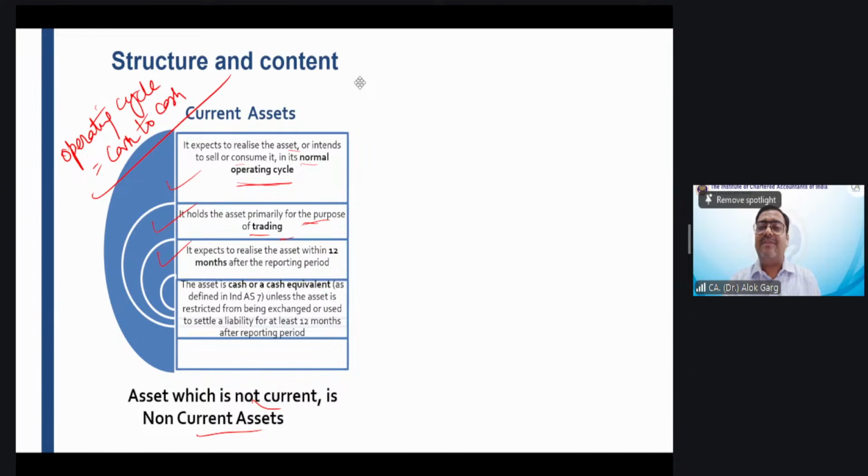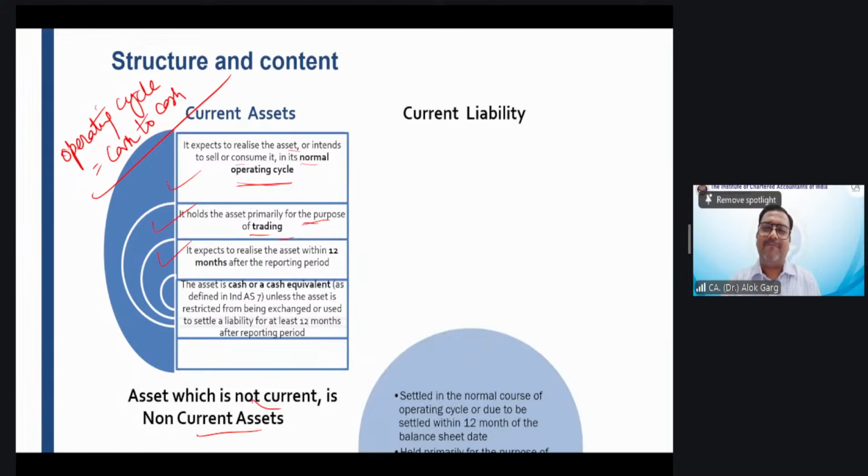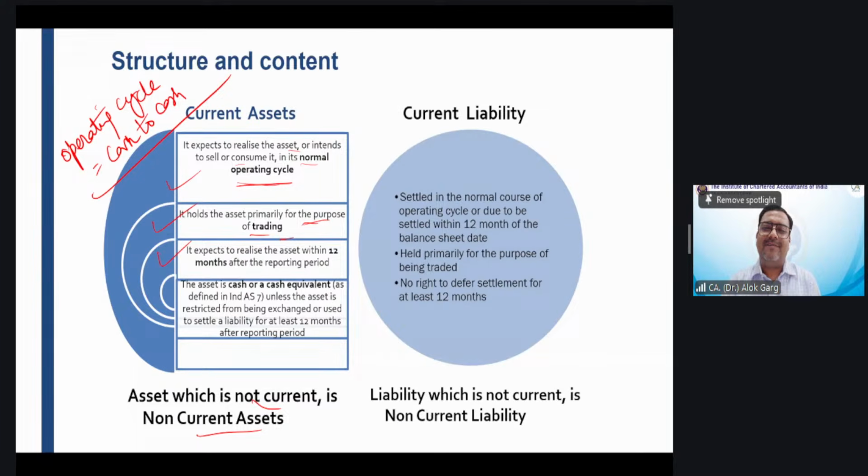Sir, how does the electricity board record this deposit, sir? Very good question, Swanlata. So, Swanlata, what is the nature of the security deposit for the electricity board? Liability. For the electricity board, it is a liability.